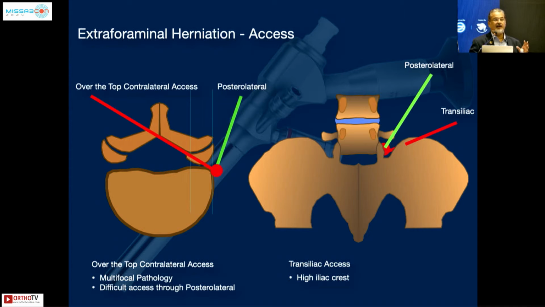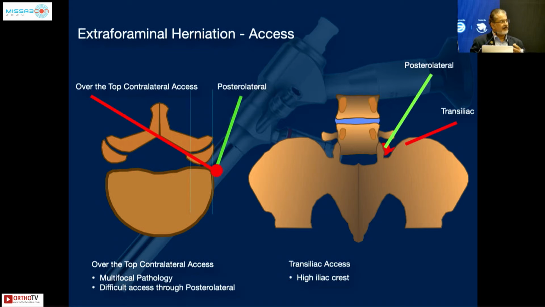So when you have a multifocal pathology, one single access route transforaminally may not be sufficient to take off the entire herniation, because the trajectory that is utilized transforaminally, that is from posterolateral access, is different for lateral recess stenosis and is different for extraforaminal herniations. So you have different kinds of approaches like over the top contralateral access, where you can come and do a multifocal pathology which involves the lateral recess, foraminal and extraforaminal. So I'll just take you to a couple of examples.